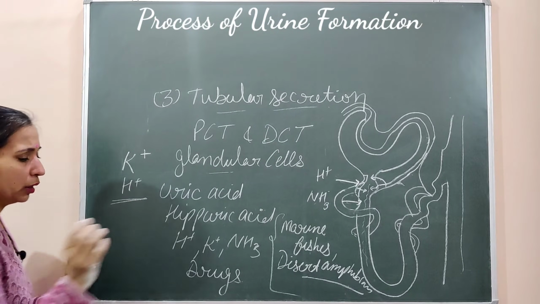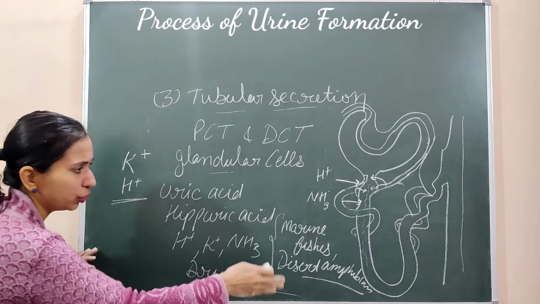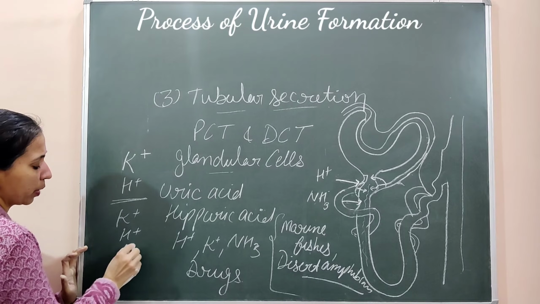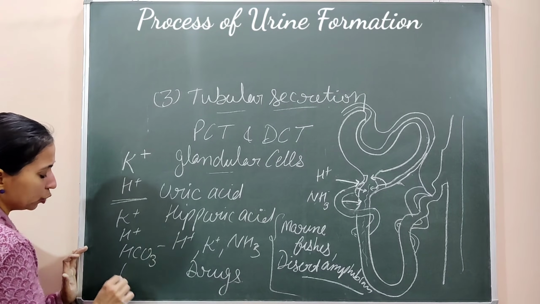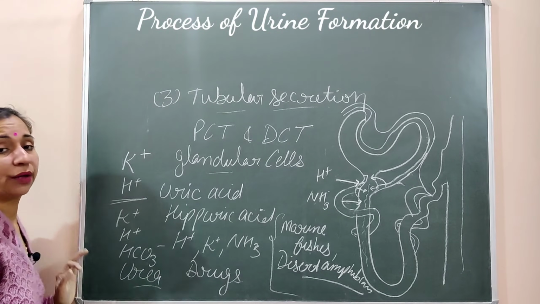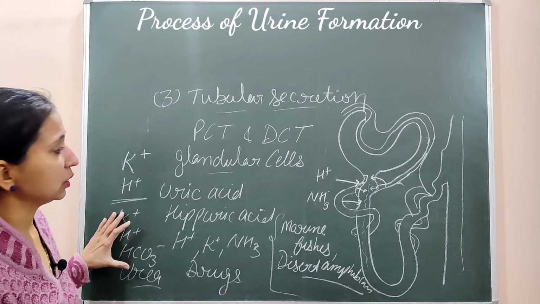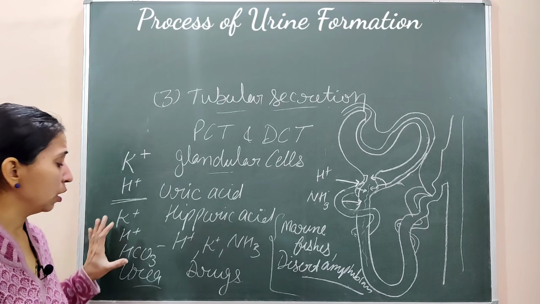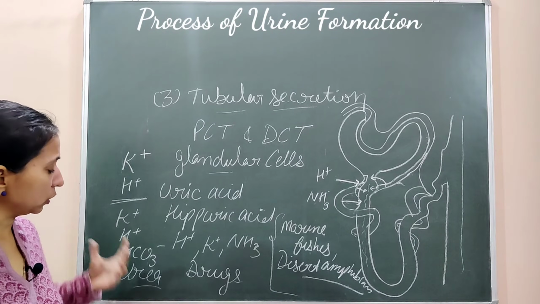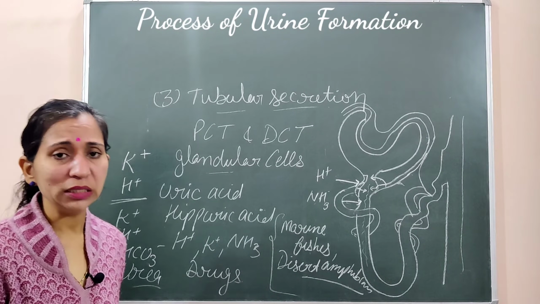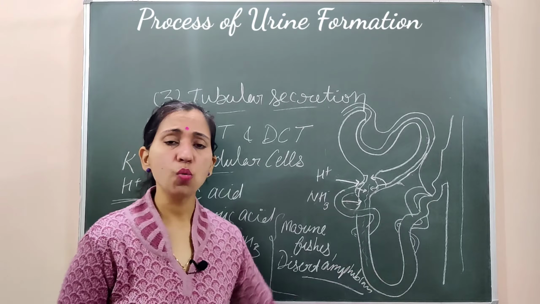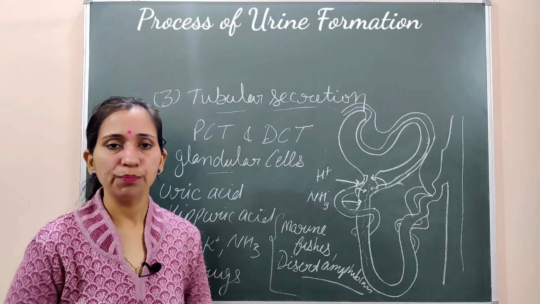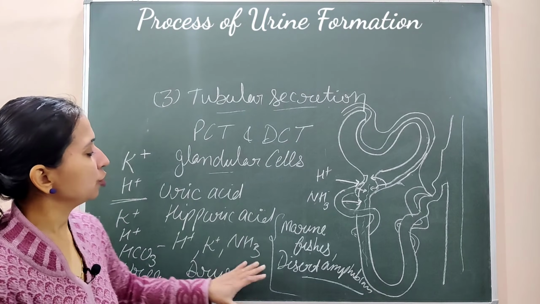In the same way, when the filtrate moves into the collecting duct, the potassium ion, hydrogen ion, bicarbonate ions and urea can be secreted out. So these are the substances released by tubular secretion in the collecting duct. What amount of the substances will be secreted depends on the concentration of these substances present in the blood. According to this, tubular secretion will happen.